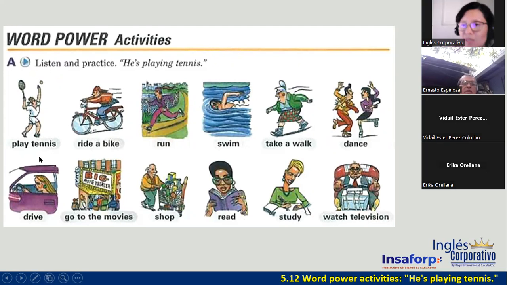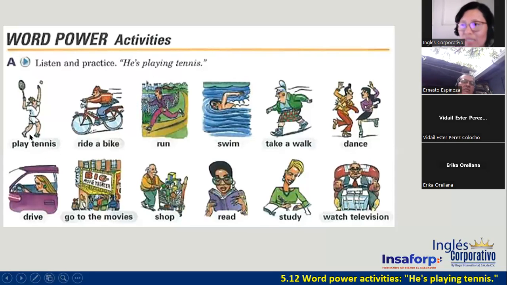Play tennis. Ride a bike. Run. Swim. Take a walk. Este walk, acordémonos que la L es silent, o sea, no se escucha. Take a walk, dance, drive, go to the movies, shop, read, study, watch television. Right?